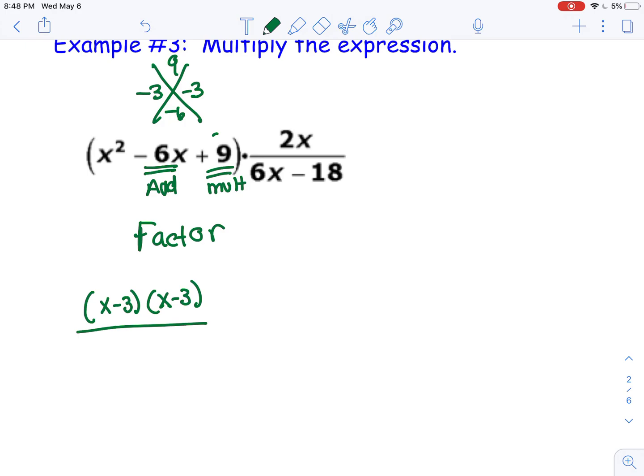I'm going to think of this as over 1 times 2x. I'm going to factor 6x minus 18. I can take out a 6. That's going to leave me with x minus 3.